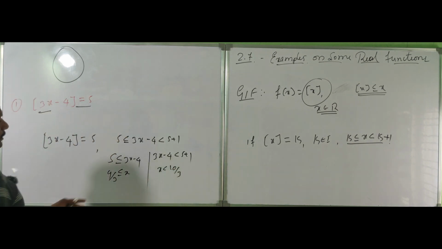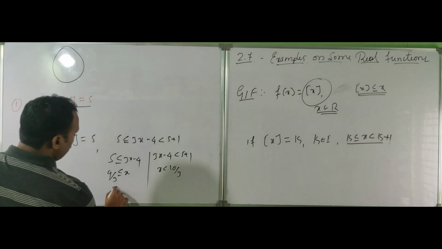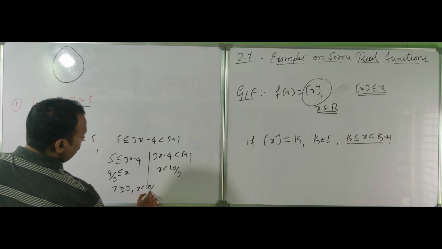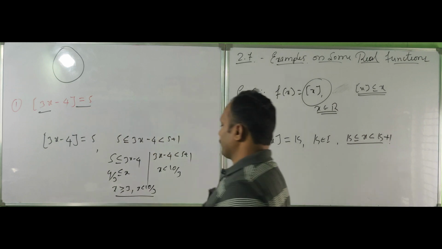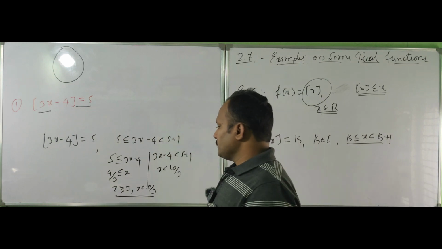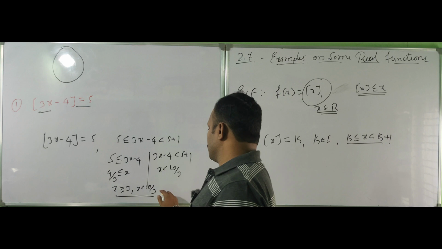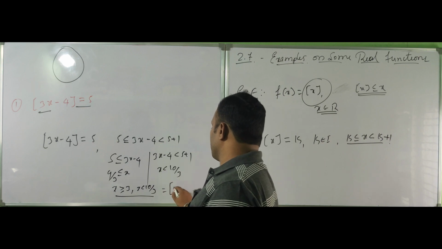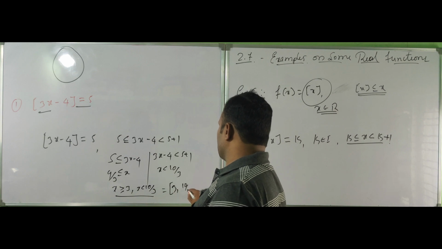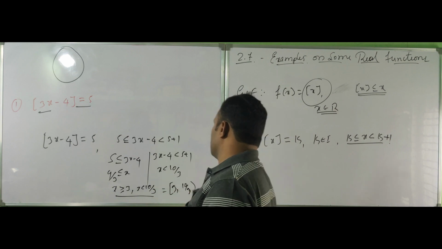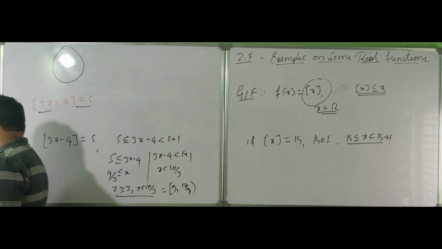So x is greater than or equal to 3 and x is less than 10 by 3. What should we write? x belongs to, we can write, the interval from 3 to 10 by 3, with a closed bracket at 3 and an open bracket at 10 by 3.